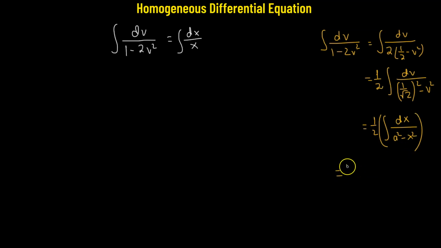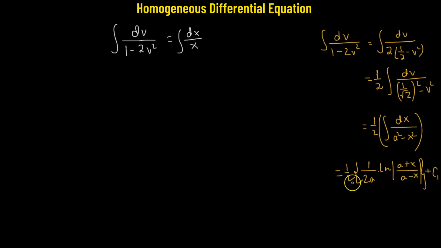So this is given by, we already have the half. We'll replace the values of a and x with 1 over square root of 2 and v respectively a little bit later. First use the formula here. So this has the formula 1 over 2a times natural log of (a plus x) divided by (a minus x), plus c. We have the constant of integration.